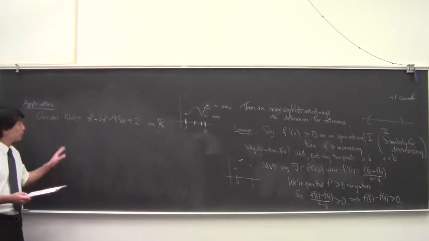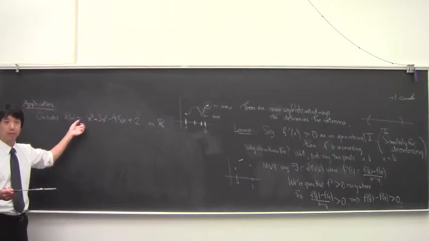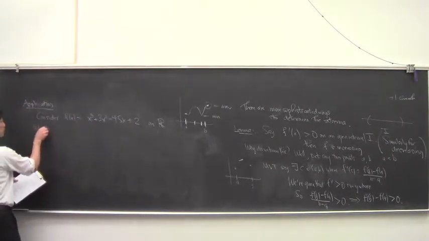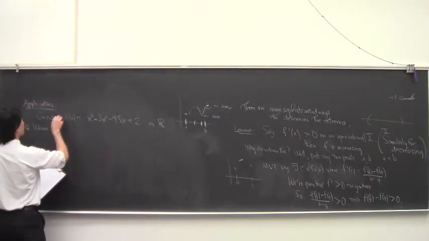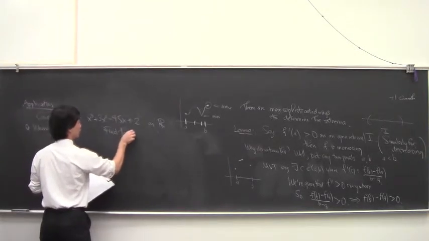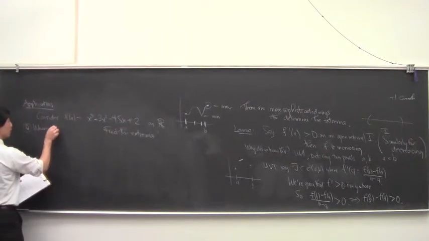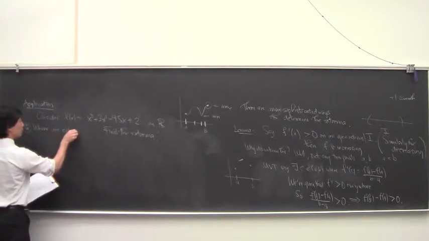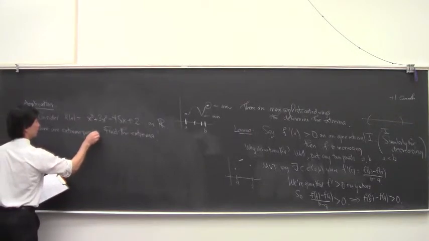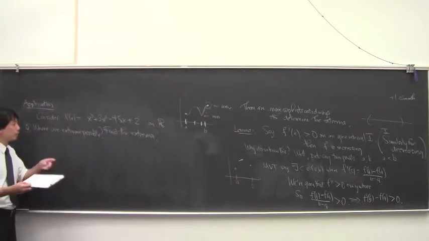Okay. So first off, how do we find where the extrema might be? Where are possible places for extrema? Our problem is, find the extrema. So where are extrema possible? Somebody said it: where the derivative is 0, right?